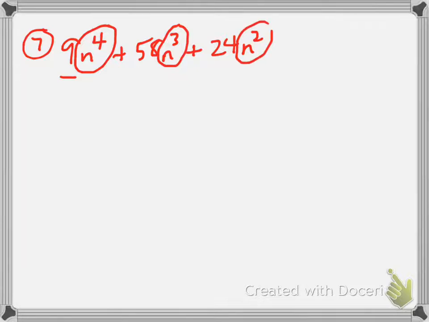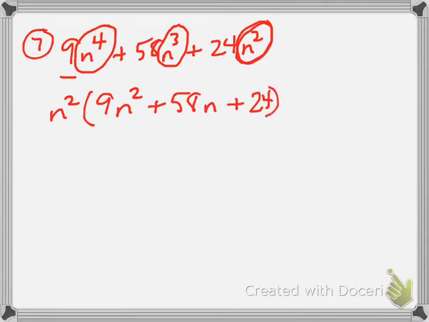And when you factor out a common factor and you're dealing with a variable, you want to take out the most exponents you can take. So in other words, you can take out n squared. Well, what's left? Well, if I take n squared out of n to the 4th, I'm left with 9n squared plus 58n plus 24. Okay, now we factor what's in the parentheses. So n squared is going to be in our answer. So I do my chart.